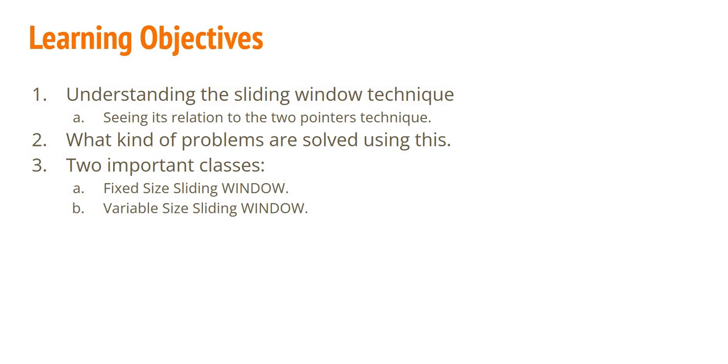The more interesting and more involved version is the variable size sliding window, where the pointers move independently, but the separation between the pointers keeps changing because the size of the window also keeps changing. So that is useful to solve another set of problems, which we are going to look at later. So we are going to look at fixed size sliding windows and variable size sliding windows.